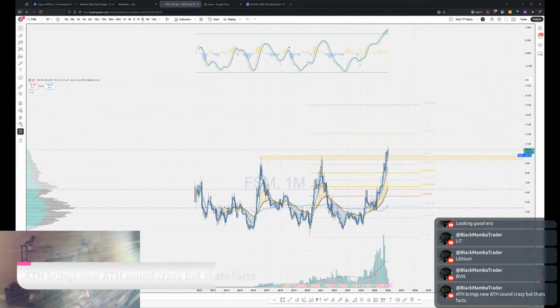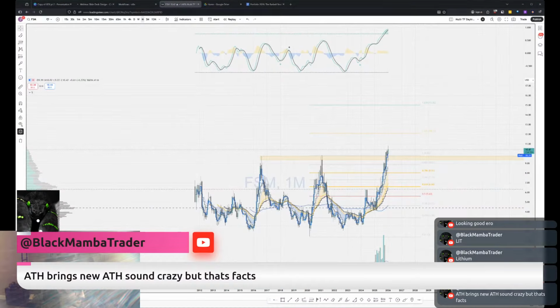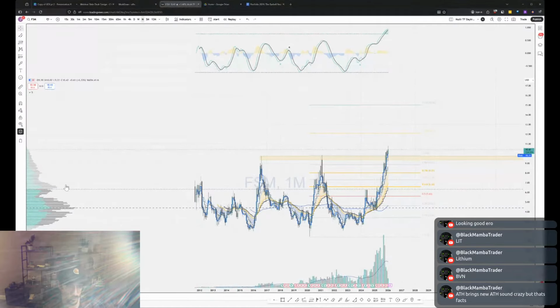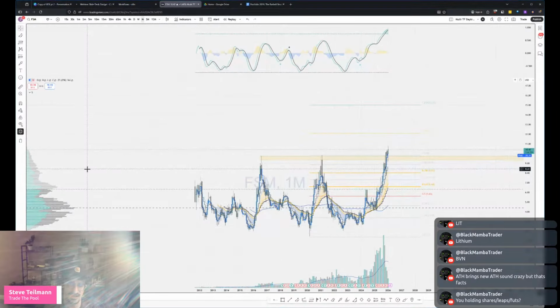Black Mamba's preaching. Black Mamba's spitting right here. All-time highs bring new all-time highs. It sounds crazy, but that's the facts. You know what I hear whenever somebody says that's too high, I'm going to sell it. That's a new 52-week high, I'm going to sell it. I'm going to short that. It's up 50% in a year, and it's the highest price it's ever been in. That sounds like dangerous behavior. That's what I think. I am holding shares.